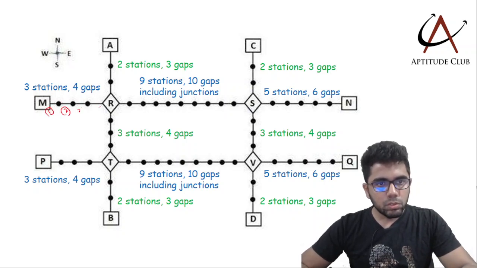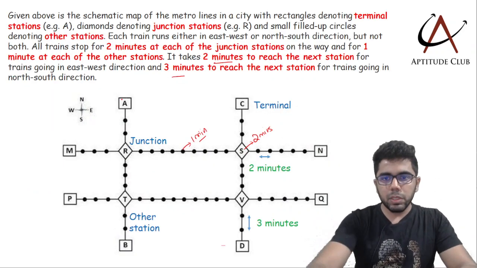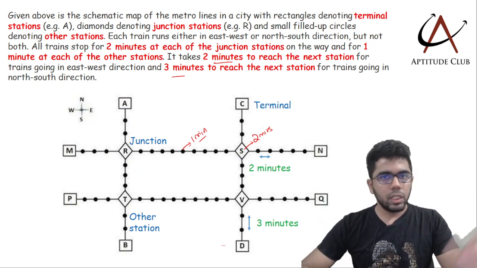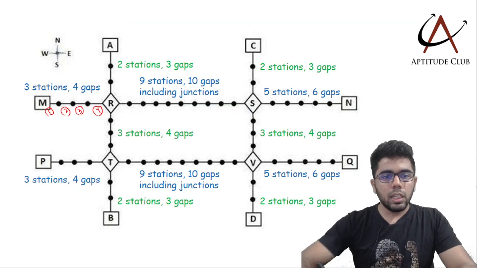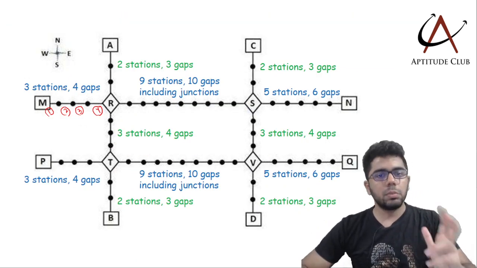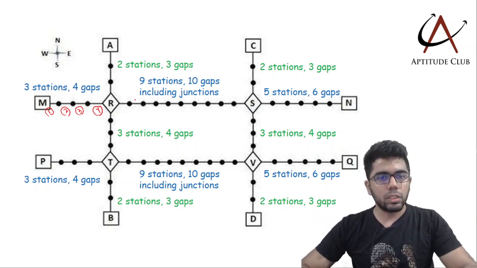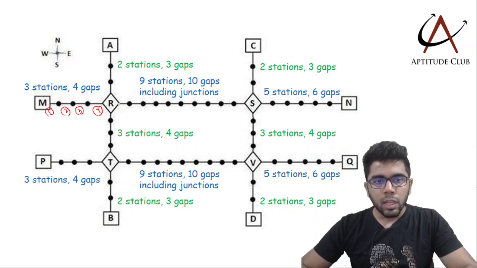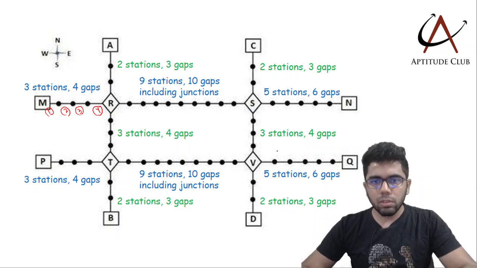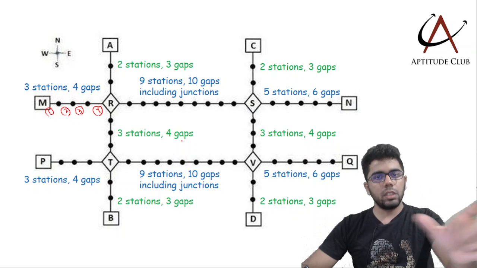1, 2, then this is 3 and this is 4. Now each gap, how many minutes? 2 minutes in the horizontal axis, and similarly each gap in the vertical axis is 3 minutes. So I have tried to write it down so that it becomes easy for you to understand. So M से R 3 stations are there, so 4 gaps. R से S there are 9 intermediate stations, thus 10 gaps. A से R 2 stations, 3 gaps, and so on. I have written it for all intermediate portions.